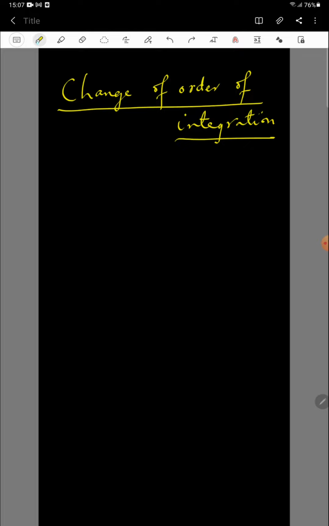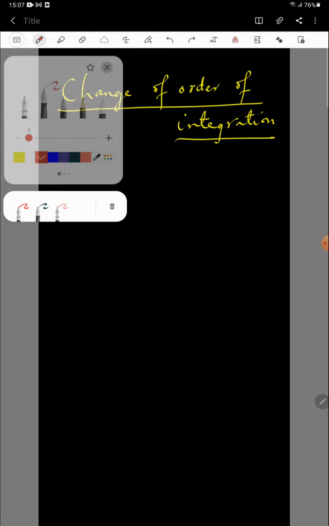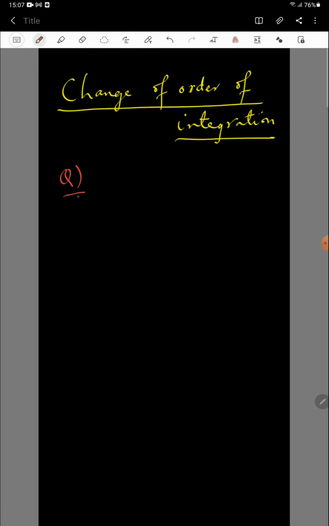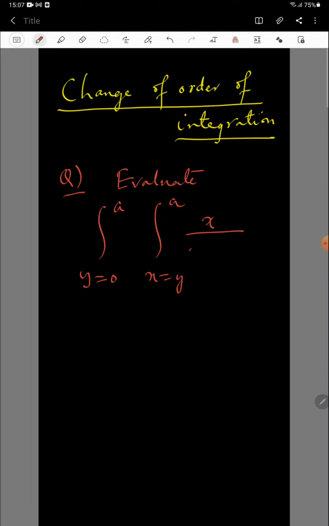Now let's have a question of this type. Evaluate the integral y is equal to 0 to a, integral x is equal to y to a, x by x square plus y square dx dy.